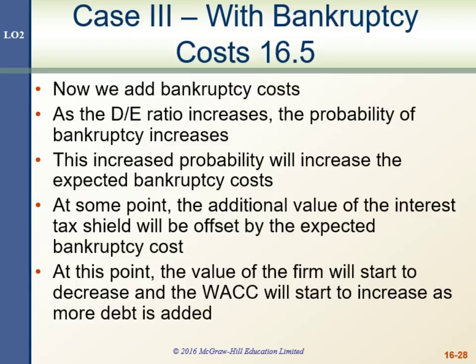So if we add bankruptcy costs to the idea of the M&M propositions with taxes, the implication is that as the debt-equity ratio increases, the probability of bankruptcy increases, because essentially stock is a call option on the value of the assets of the company. So at some point, the call option is going to be out of the money, and the equity shareholders would not pay off the debt. They just let the debt holders take the assets.